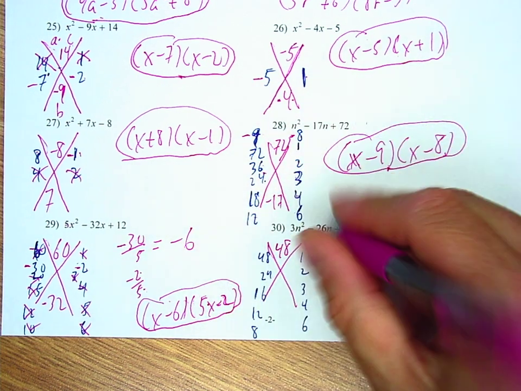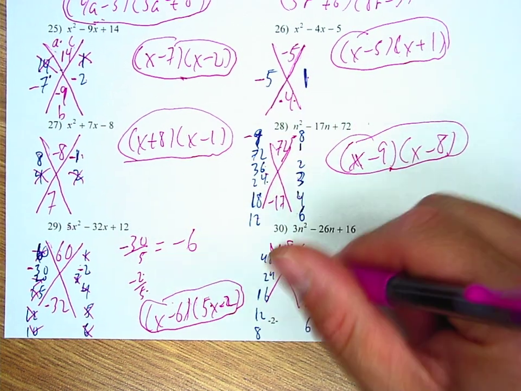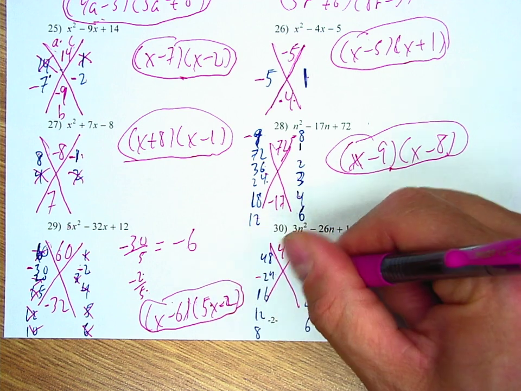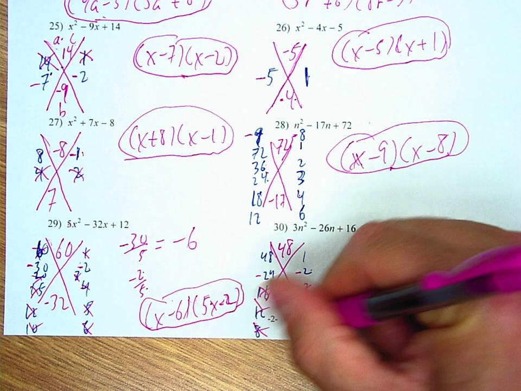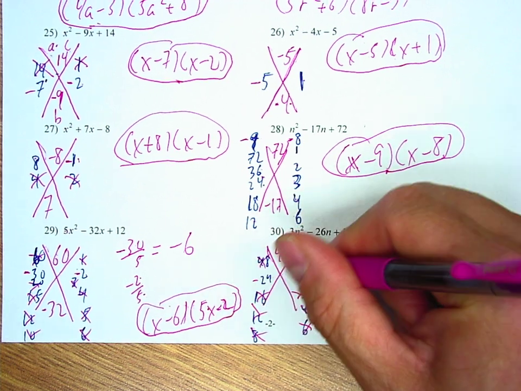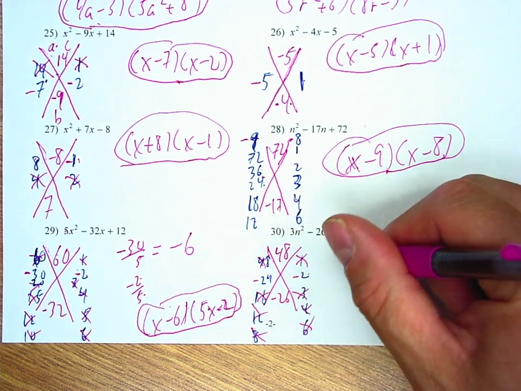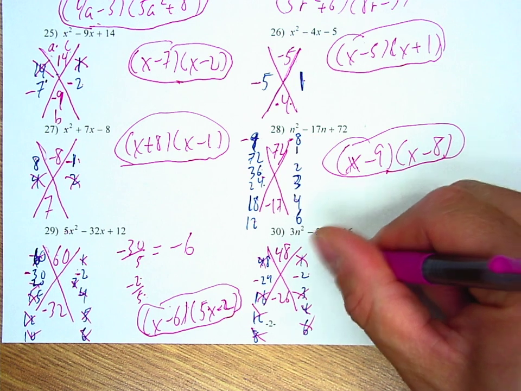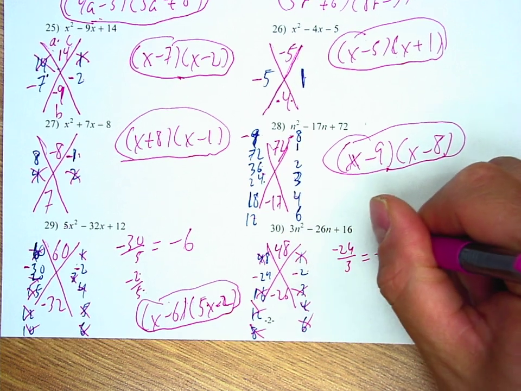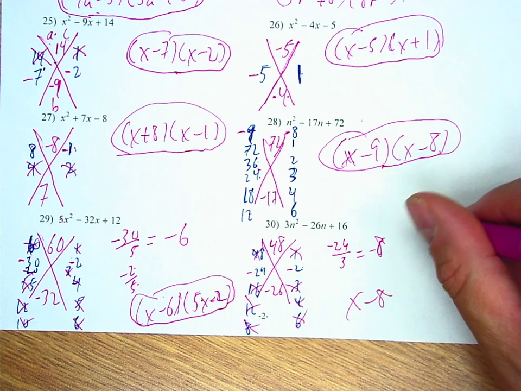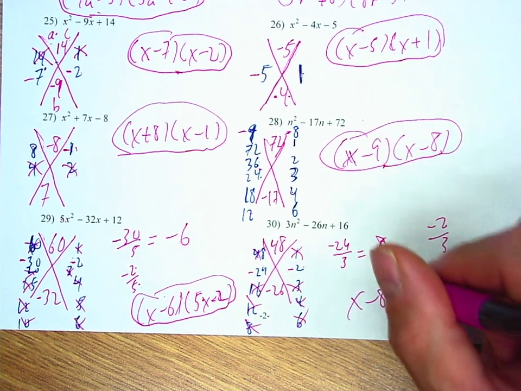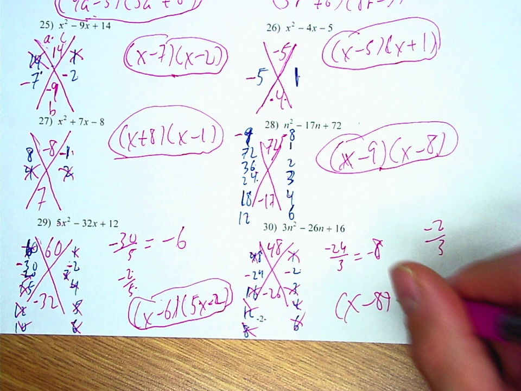All right. 24 and 2 will make 26 if they're both negative. So that's what I want, 24 and 2, to make -26. Now again, I'm going to divide by 3. -24 divided by 3, that's -8. x minus 8 is one of my factors. Now -2 does not divide by 3, so my other factor is 3x minus 2.